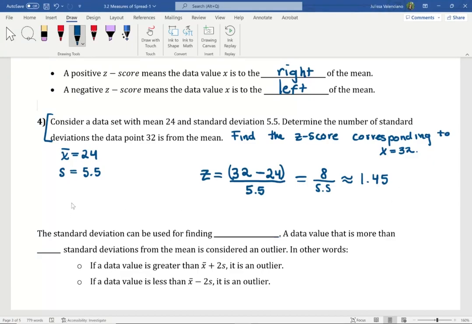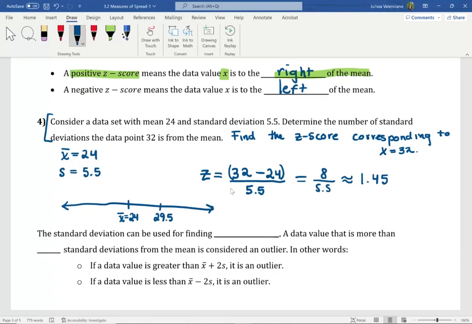Here we get 1.45. Let me go ahead and help you visualize what we're seeing here. I'm going to draw a number line. The center of the number line is going to be x bar equal to 24. Now I'm going to label the first standard deviation to the right. To label that first standard deviation to the right, I need to take 24 plus the standard deviation. 24 plus 5.5 is 29.5.